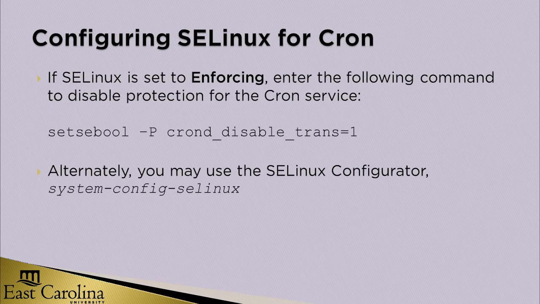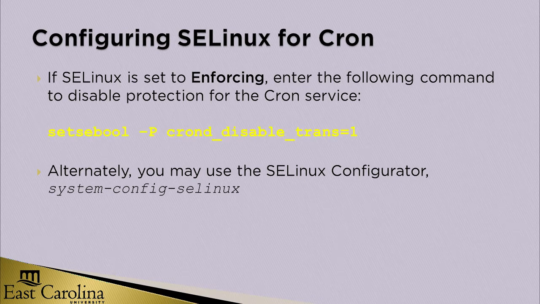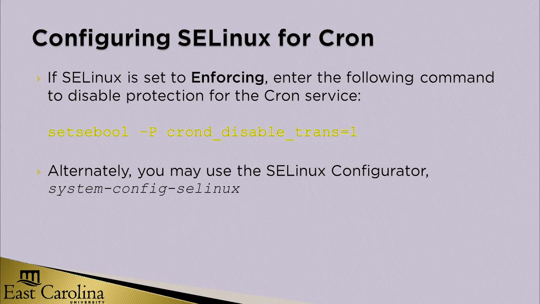Before I begin explaining Cron scheduling, it's important to make sure that SELinux is configured to disable protection for the Cron daemon if SELinux is set to enforcing on your system. To do so, simply execute this command. Advanced users may alternately disable protection by using the SELinux configurator, system-config-selinux. Here's a quick demo of how the command should be entered.